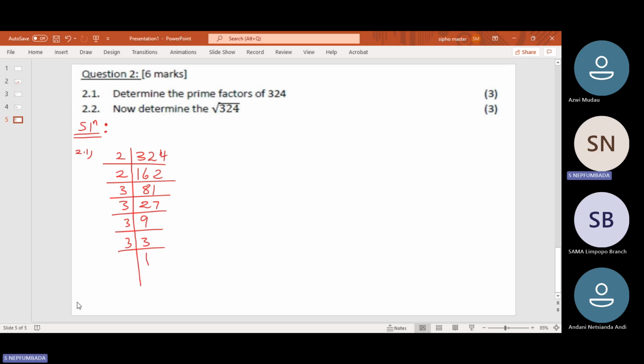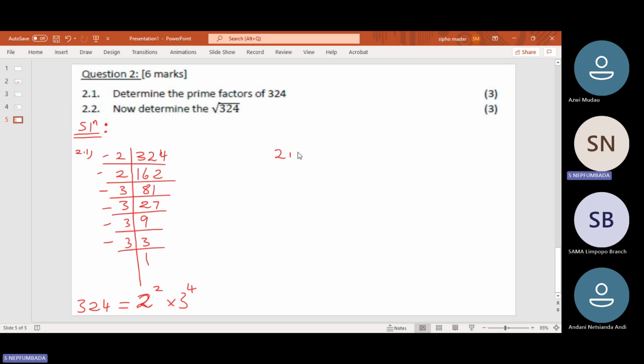So, in other words, our 324 can be written as 2 to the power of how many? How many prime numbers do we have of 2? It is 2, right? Times 3 to the power of how many? Let's count the 3s: 1, 2, 3, 4. Let's count the 2s: 1, 2. And we're done. So 324 equals 2 squared times 3 to the power of 4.